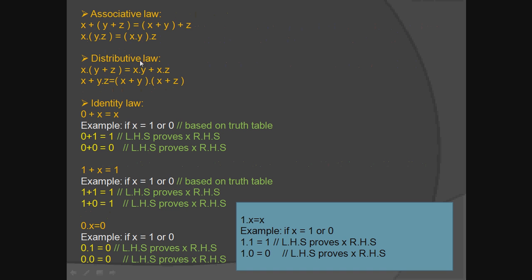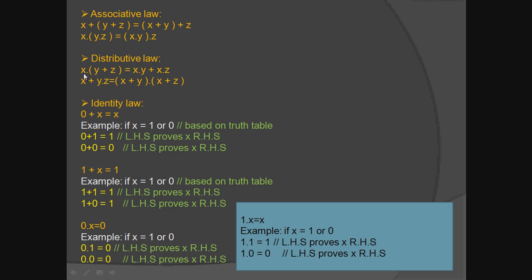Next is the associative law, and after that the distributive law. In the associative law also, we have x plus y plus z. I'll just read this plus as OR, that is x or y or z. The order of this addition does not matter: if you add x and y first, or y and z first, the outcome will be the same. Even with multiplying, if you group x and y first and then multiply with z, the output will be the same. Clear?